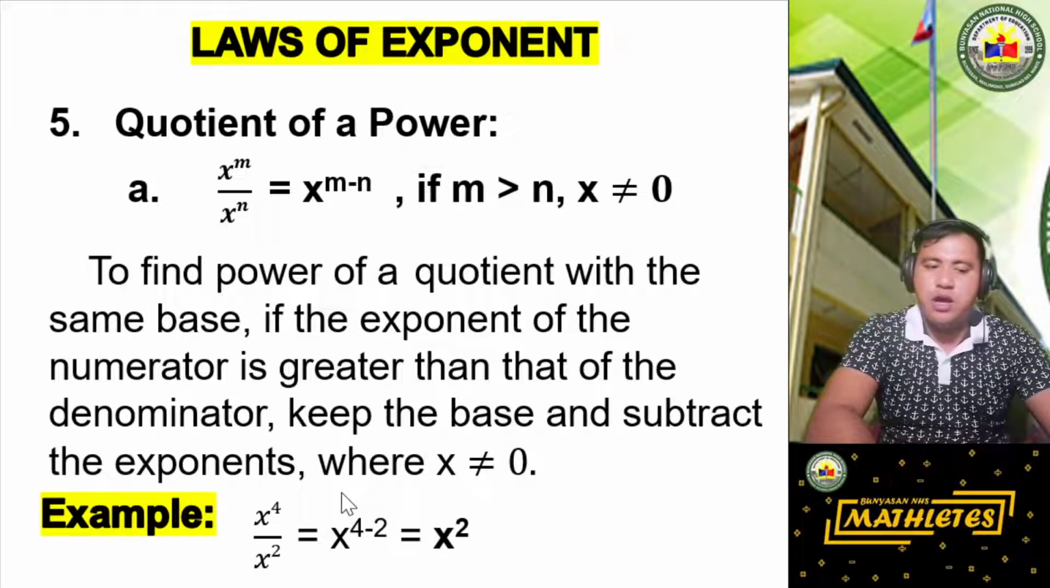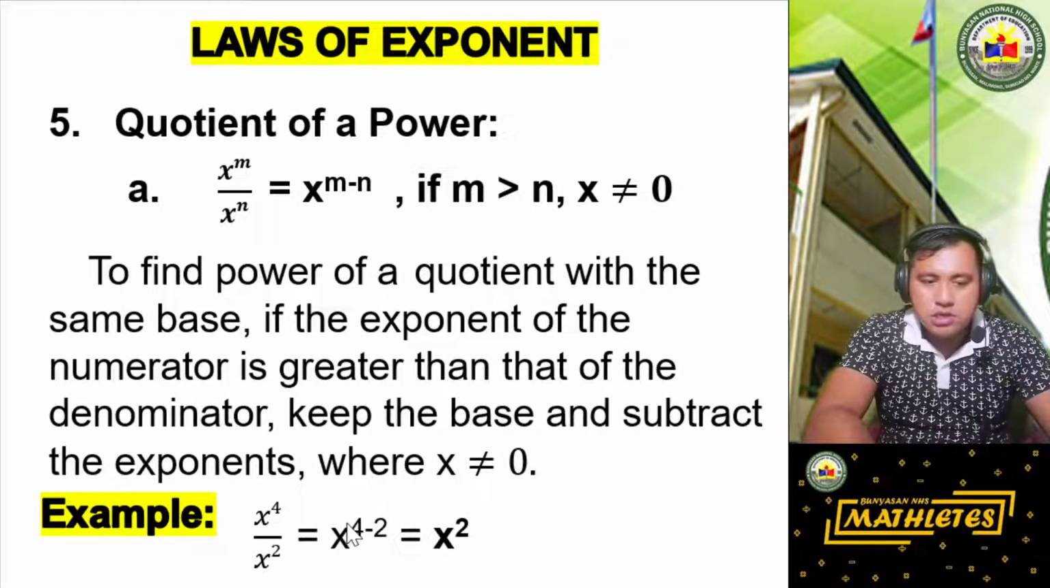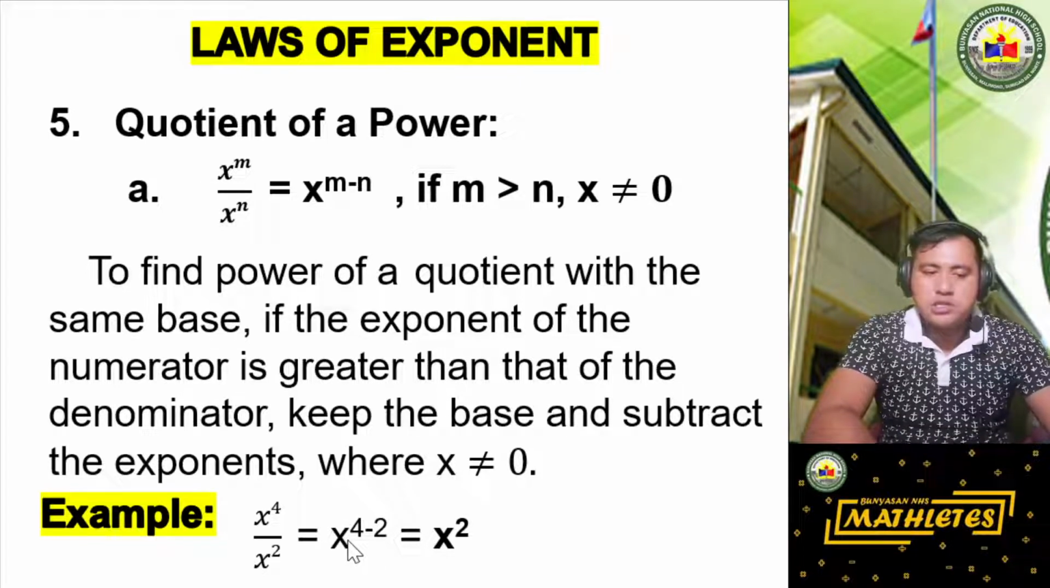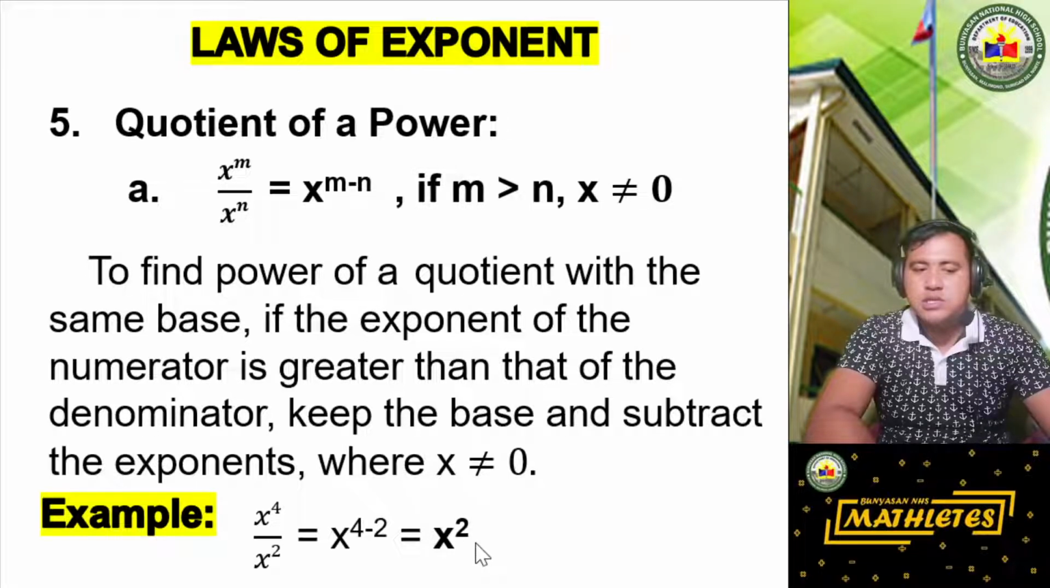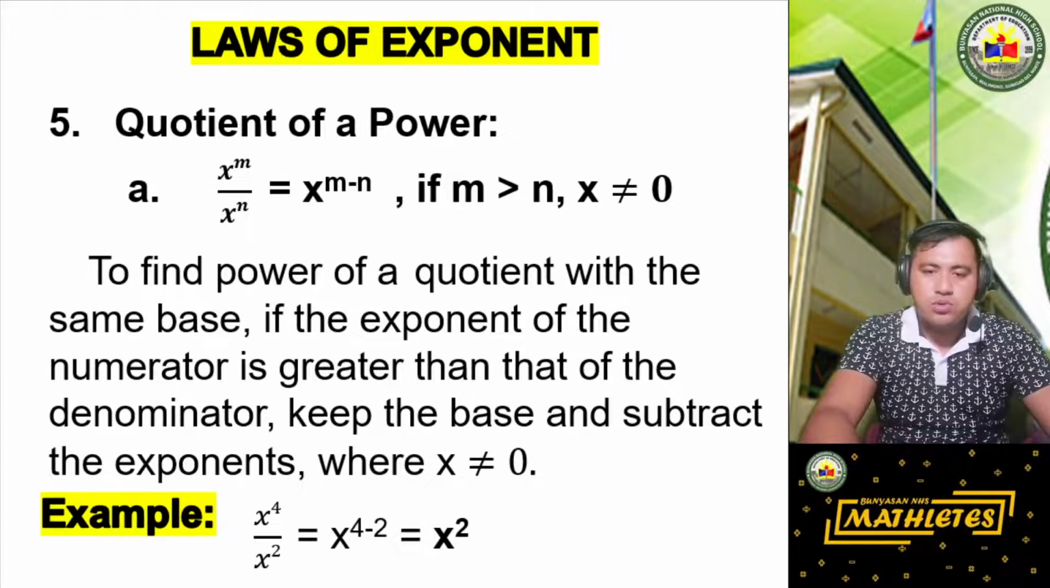For example, you have x to the power of 4 over x to the power of 2. As you observe, the exponent in the numerator is greater than the exponent in the denominator. Mas malaki yung exponent sa numerator kaysa denominator. So we subtract: x raised to the power of 4 minus 2. That makes x to the power of 2, because 4 minus 2 is 2.